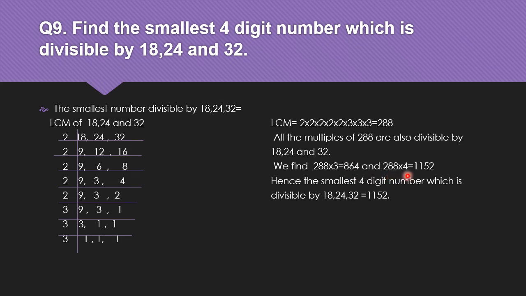By finding the multiples of 288, we can find that 288 multiplied by 3 is equal to 864 and 288 multiplied by 4 is equal to 1152. But we need the smallest 4-digit number. So the smallest 4-digit number which is divisible by 18, 24 and 32 is 1152.